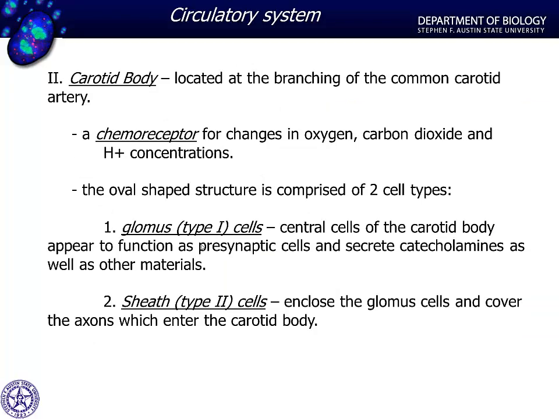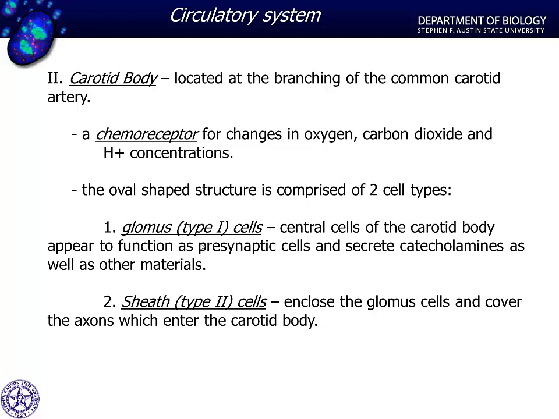Now, the other type of receptor we have is the carotid body. This is going to be in a fairly similar location, but instead of being a baroreceptor, this is a chemoreceptor. It's going to be sensing pH, which is basically a reflection of the carbon dioxide levels of the blood. In the carotid body, we're going to have two types of cells. We've got the glomus, the type 1 cells, and we have the sheath type 2 cells. These glomus cells are going to be the ones centralized within the carotid body.